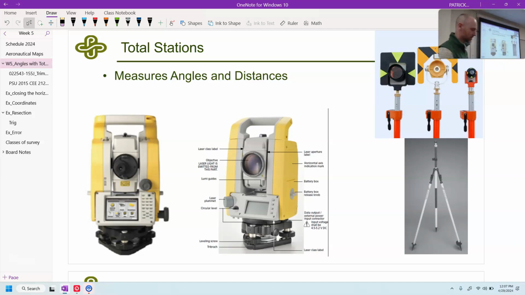So, for example, let's say this is my station, big X, that I want to be set up over. I need to be directly vertically over it with that laser, and the bubble level needs to be centered. Initially you want to be somewhat close. You kind of choose where you're going to plant your legs.